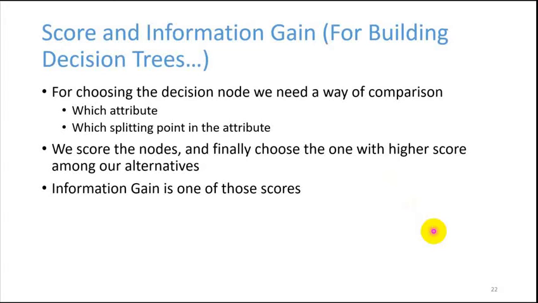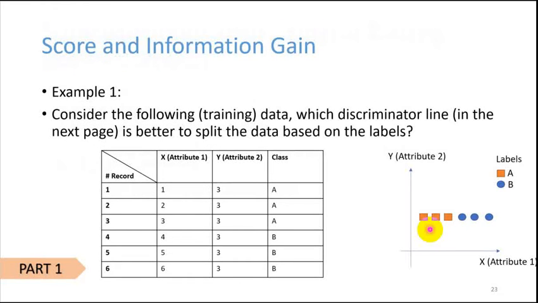When we want to build a decision tree, we need to come up with good decision nodes. Every decision node has one attribute and one splitting point, and we need to choose the best among the options that we have. So finally we choose the decision node with the highest score. Information gain is one of those scoring measures that I'm going to explain here with two examples.